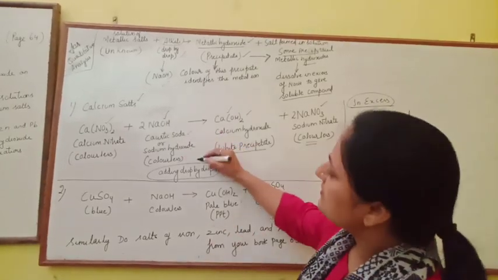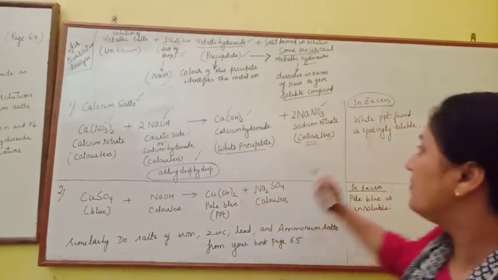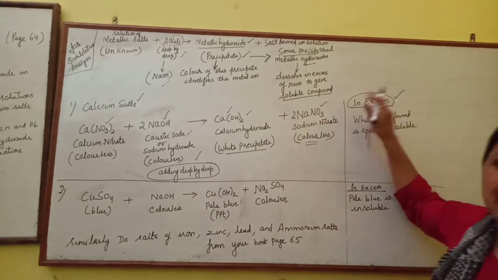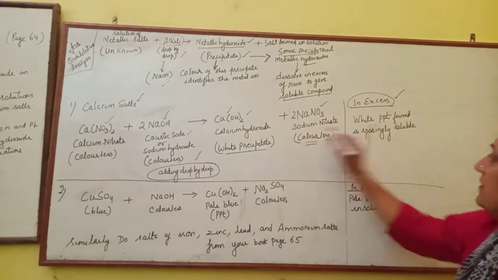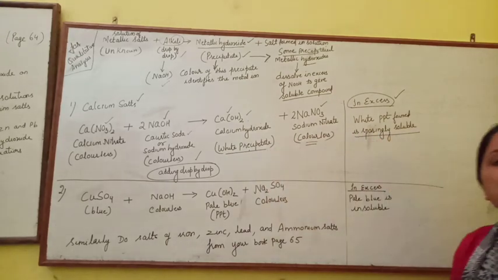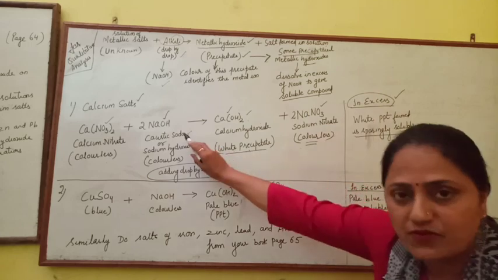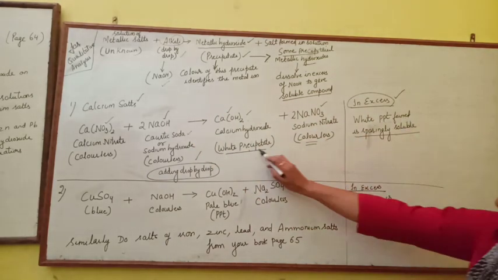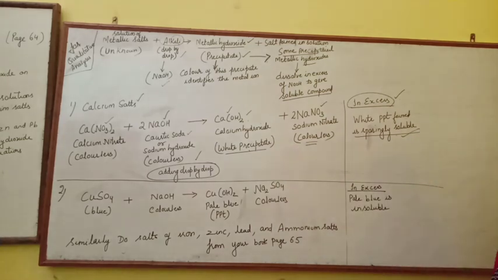As I said, we added this sodium hydroxide drop by drop, but if it is added in excess, this white precipitate which is formed gets sparingly soluble in the solution.